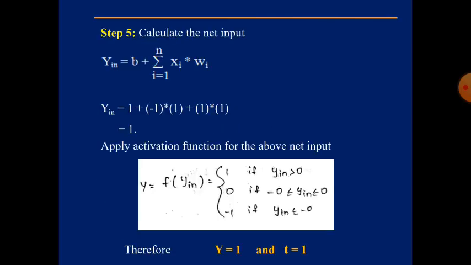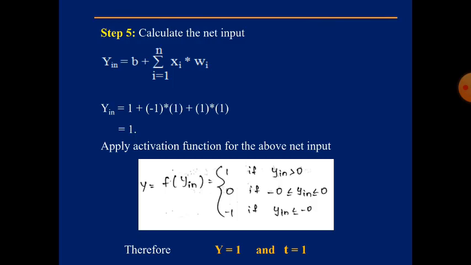We will calculate the net input yin equal to b plus sigma i equal to 1 to n xi wi. So b is 1, x1 is -1, w1 is +1, x2 is 1, w2 is 1. If you calculate, 1 minus 1 plus 1, these two get cancelled and 1 will be the net input. So yin is greater than 0, so now y will be 1. So y equal to 1 means the actual or observed output is 1, expected output is 1. Here both are the same, so we can wind up case 2 here.